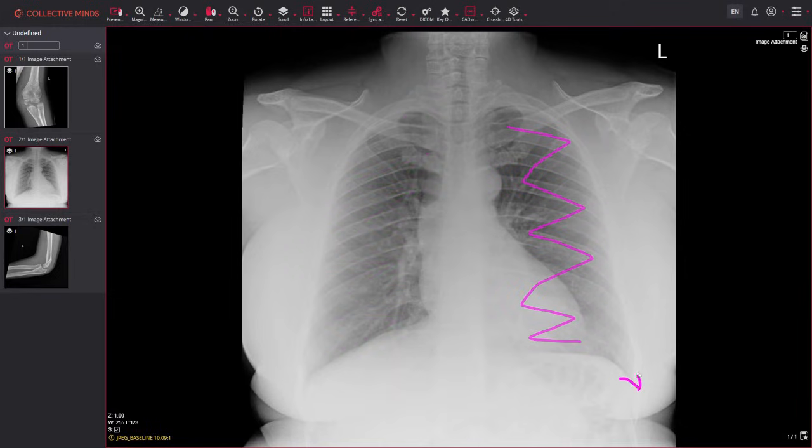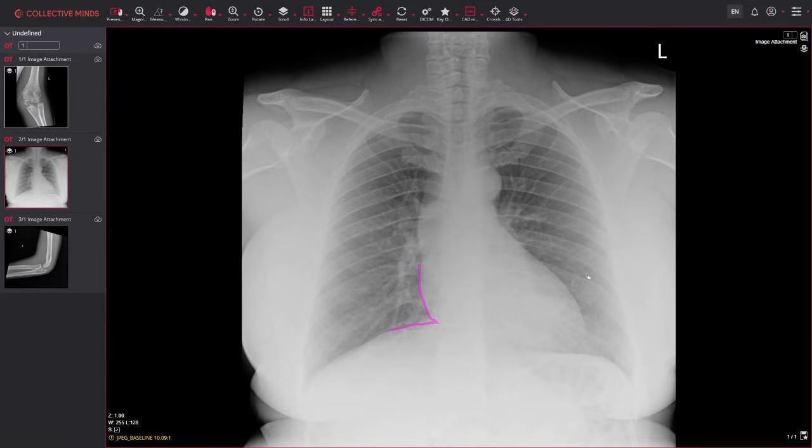Make sure you check the costophrenic angles and the cardiophrenic angles. Costophrenic angles should be nice and sharp, no blunting, because that implies either a pleural effusion or pleural thickening. Remember to check the cardiophrenic angles. You should see hemidiaphragm on this left side up to around this area. Then you start losing it. That's normal, that's fine. But on this side, on the right side, it should come all the way to here.